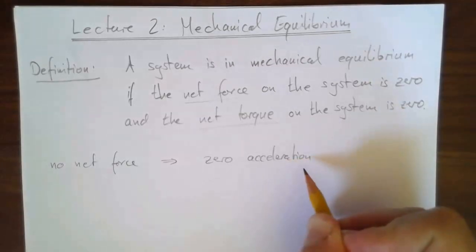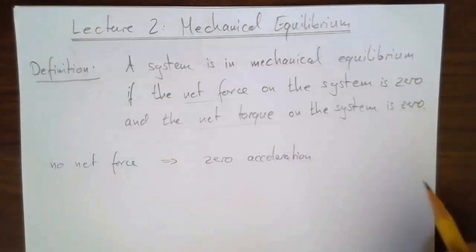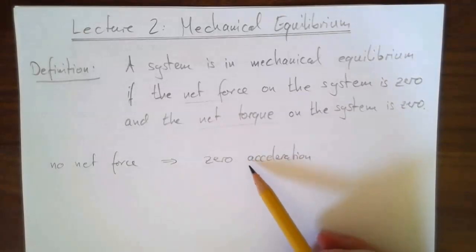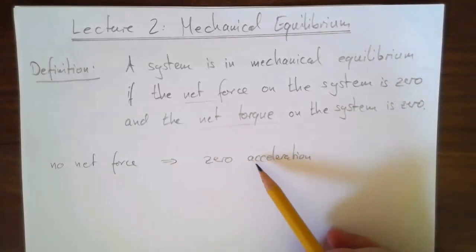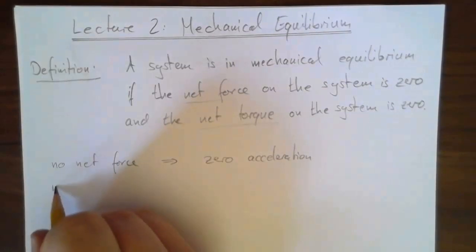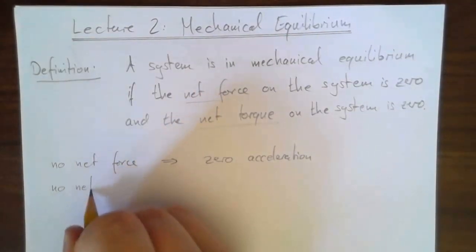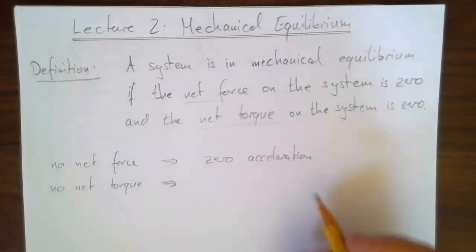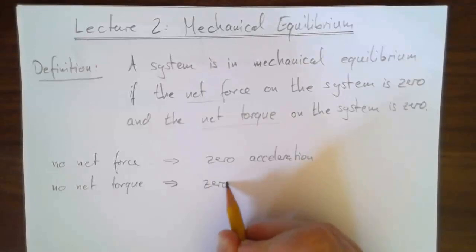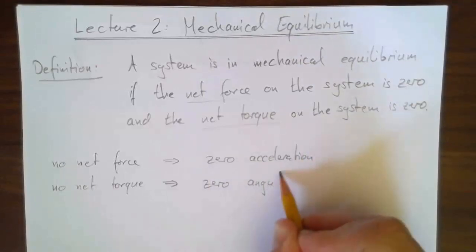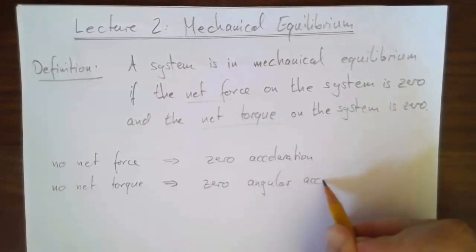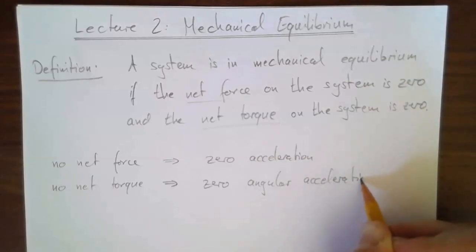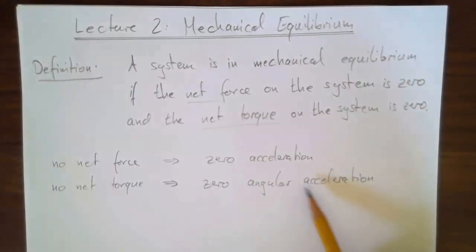Of course, it could be moving, right? We're not saying it has to be stationary. We're just saying it's not accelerating. So it could be moving with a constant velocity. And we're saying there is no net torque. Well, that implies there's 0 angular acceleration. So that means the rate of rotation of the system is not increasing or decreasing.